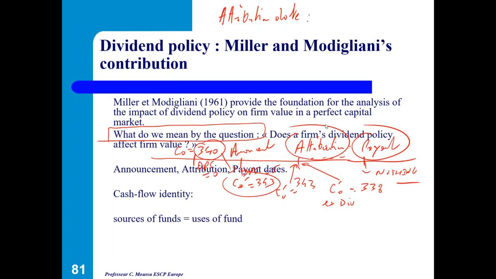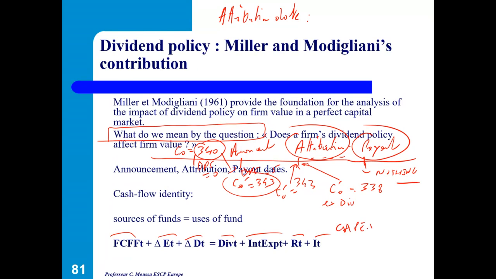accounting. And what they're doing is to look at the cash flow identity. What they say is that at every moment in time, the sources of funds should be equal to the uses of funds. And what are the sources of funds? The free cash flow, increase of equity, increase of debt. This is the dividend, this is the interest expense, this is the debt reimbursement, and this is the capex.